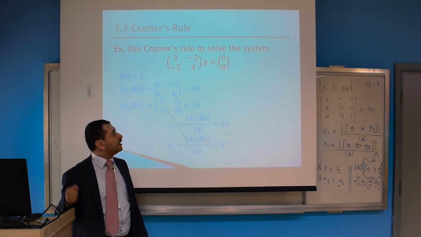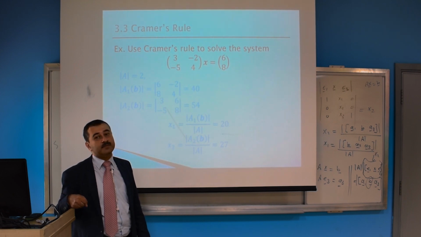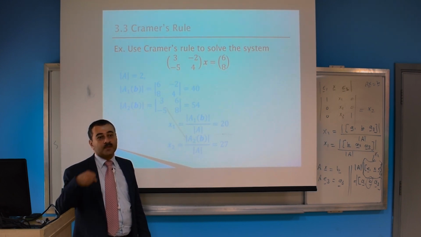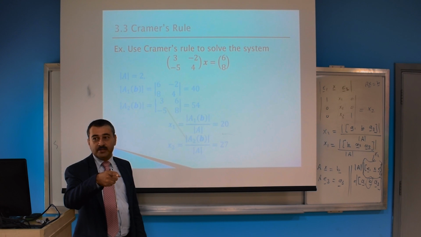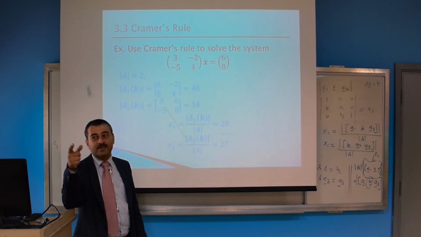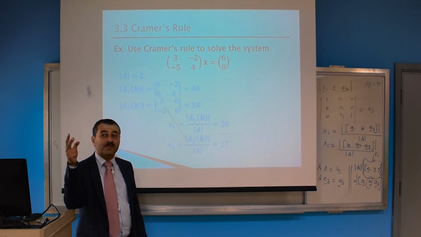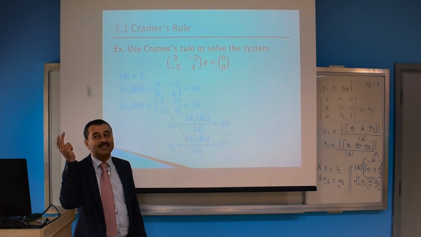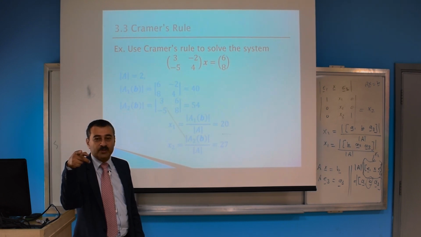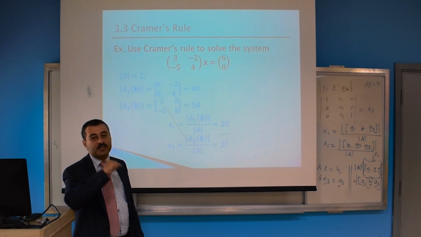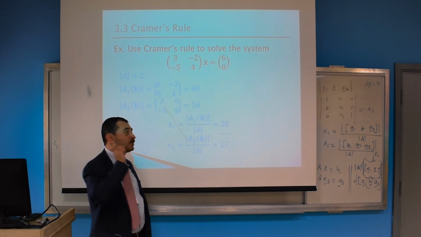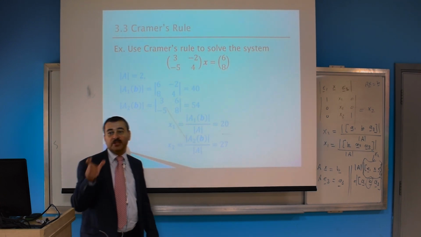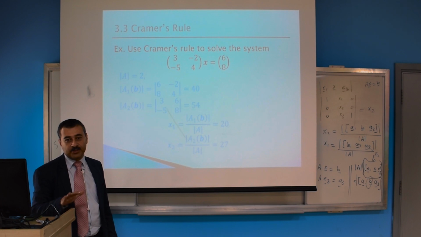Plus, this method can be used only in the case where A must be square and the determinant of A is not equal to 0, and you will get a unique solution in this case. So it's used only for a unique solution. Okay?